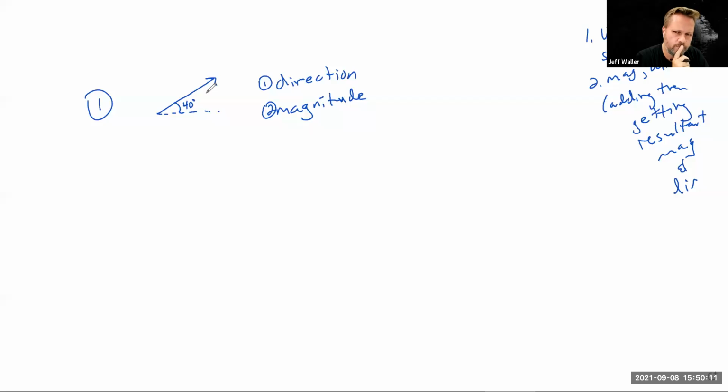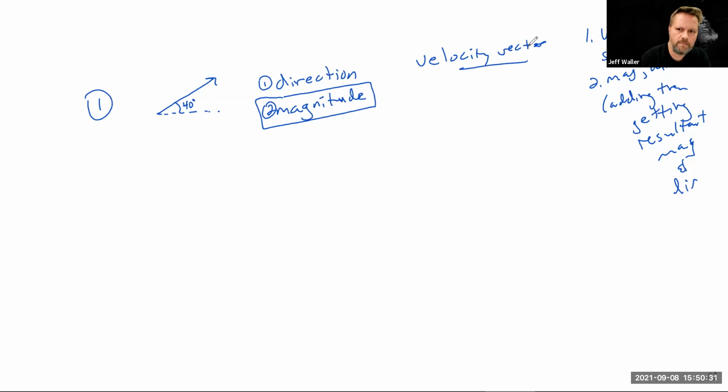Is it how fast? It could be. So the magnitude depends on what the vector represents. The vector could represent speed, right? Velocity, let's say, to be more precise. In which case, if it was a velocity vector, then the magnitude would represent the speed, and the direction would represent exactly what we think of in terms of direction, the direction this thing is moving, right?